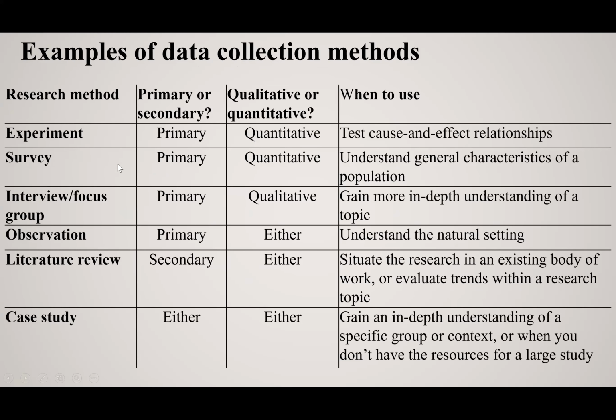When you collect the data, the survey, now I'm giving you a combination of examples. So imagine it's an experimental study. Then the data will be primary. Is it qualitative or quantitative? It's quantitative. And what do you do with experimental? You're testing the cause and effect relation. Survey, is it primary data? Yes, because you're doing it yourself. Is it quantitative? Yes, because you are getting numbers. And it gives you the general characteristics of a population.